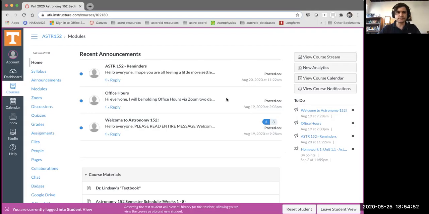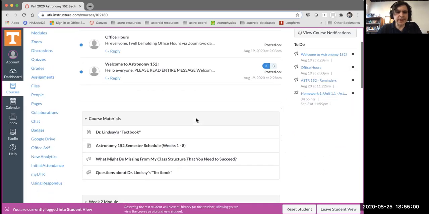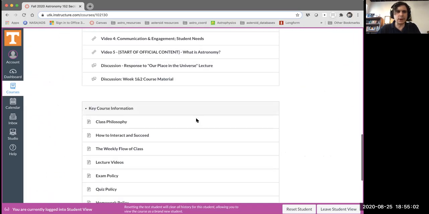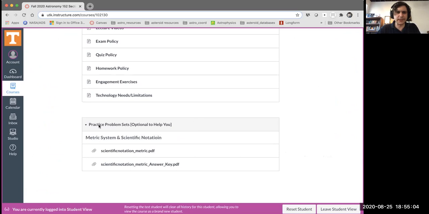So what you should do is go ahead and go to Canvas. So you should be able to see the Canvas page here. It's pretty much the same right now for 151 and 152. So the layout's the same, and you want to go all the way to the bottom of our home page, and here you can see practice problem sets. These are all optional. They're just PDFs, and I provide a PDF that just has the questions, and then I have the answer key. Work through the PDF that just has the questions, come up with your answers, and then check them versus the answer key.